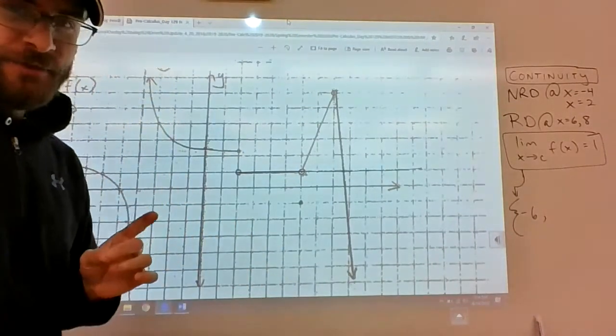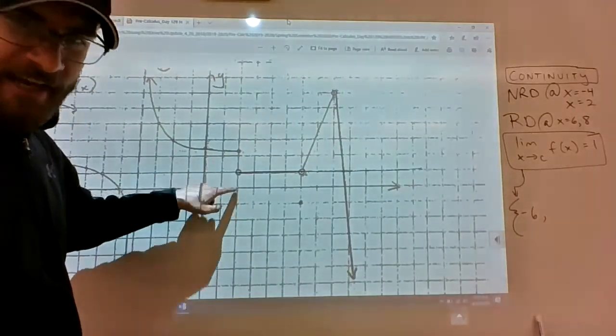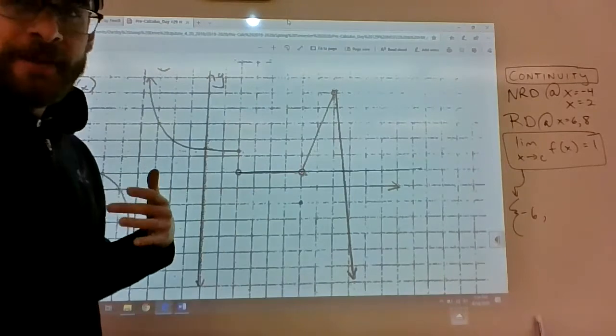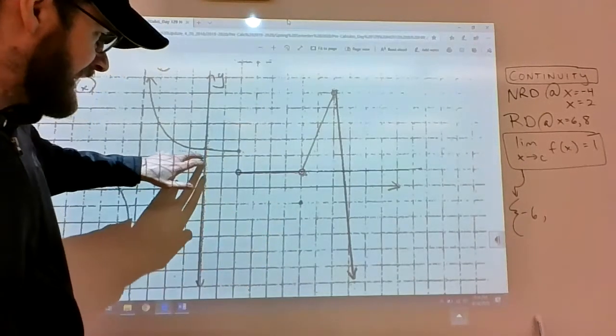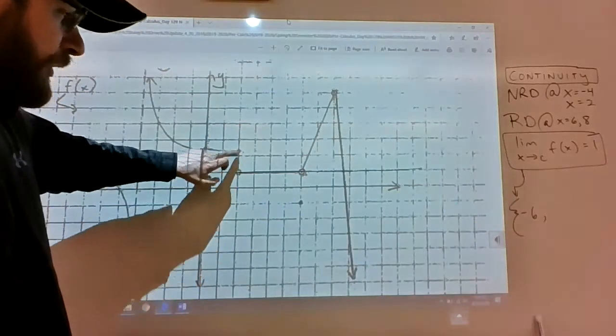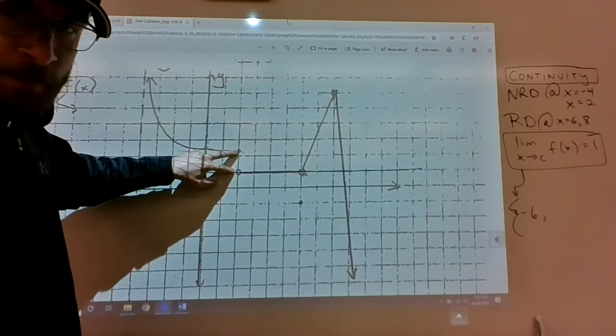Well, the first thing we have to establish is, what about x equals 2? Is x equals 2 a legitimate candidate for this? And the answer is no, because the limit from the left is about 2 1/3. The limit from the right is 1. They don't match up at that spot.